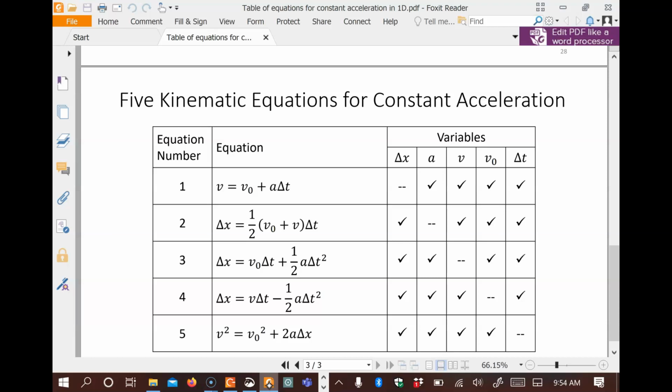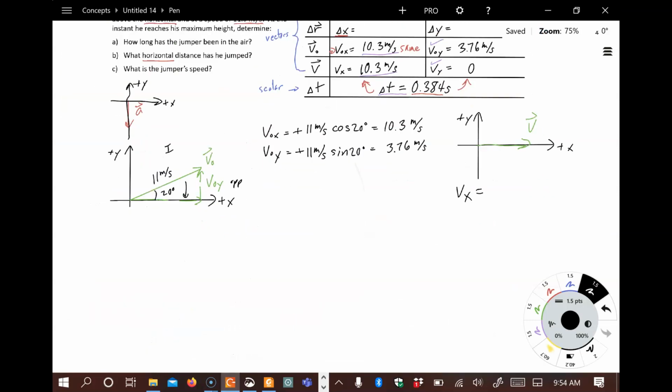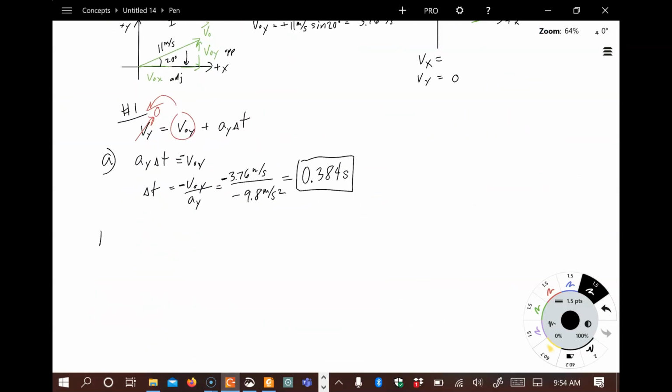It looks like there's a lot of different ones we could use. Let's try the third one. So to do part B here, we're going to use equation number 3, and that equation is delta x is equal to v initial delta t plus 1/2 a delta t squared. And again, we need to put x's by all of these vector components. And in this problem, we know that a x is equal to 0, so that whole term is gone, and then we're left with something simple for delta x. Delta x is equal to v initial x times delta t.